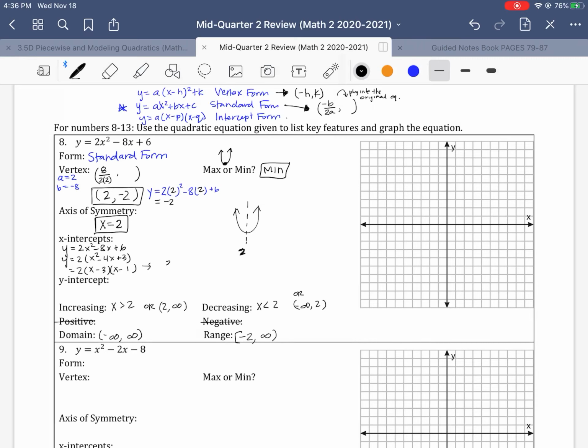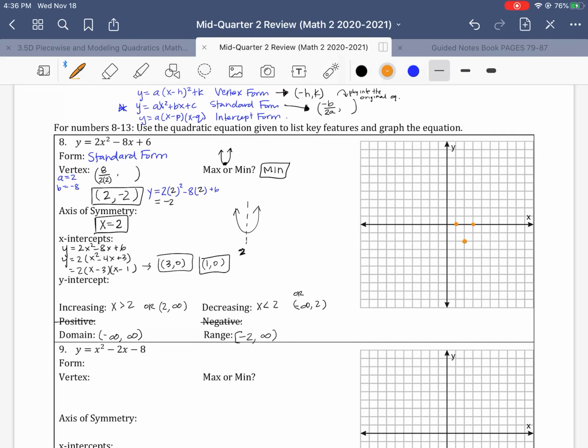So your solutions here are 3, so (3, 0) would be an x-intercept, and then the other one coming from that other piece is 1, so (1, 0) would be an x-intercept. So when I start to plot my graph, I can use all these points to help me. And maybe I'll start with the vertex, which was at (2, -2). That will be the lowest point on the graph. I know that it's going to cross at (3, 0), and it looks like (1, 0).